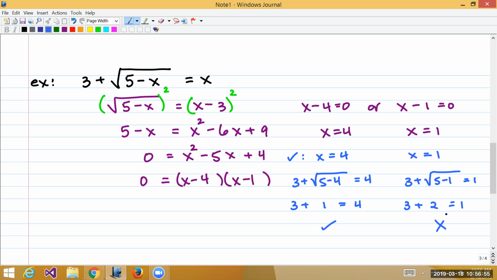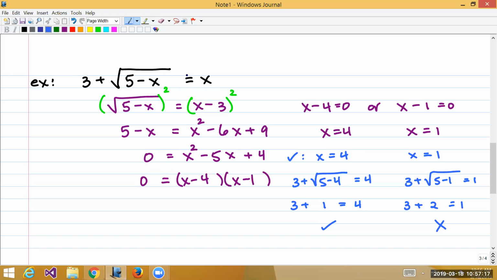Now let me explain why this happened. We didn't do anything incorrectly here. All of our steps are correct. These two solutions that I got are actually solutions of this quadratic equation that I ended up creating. But a quadratic equation doesn't have any restrictions. Its domain is basically the entire number line.